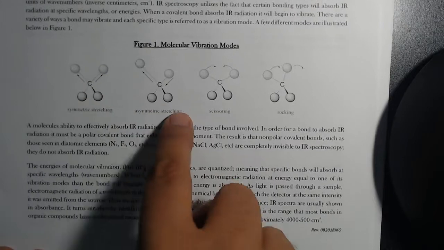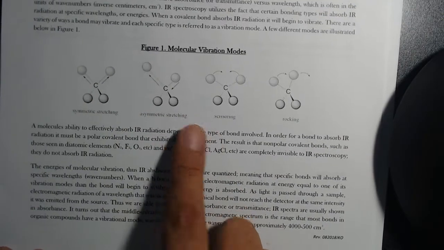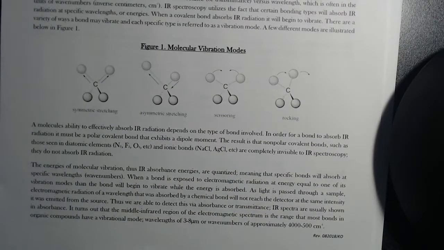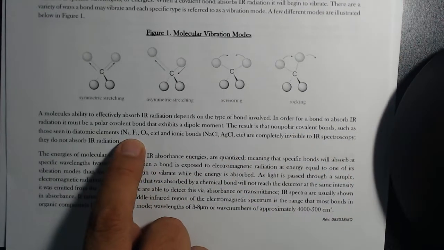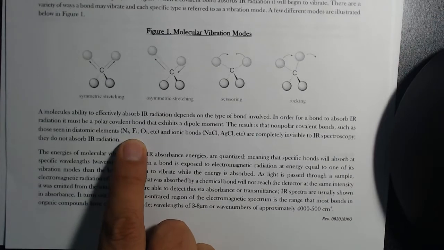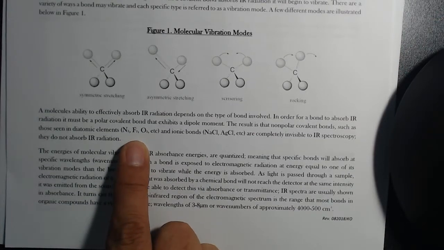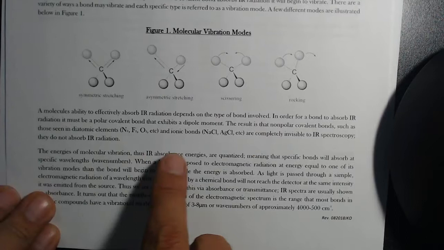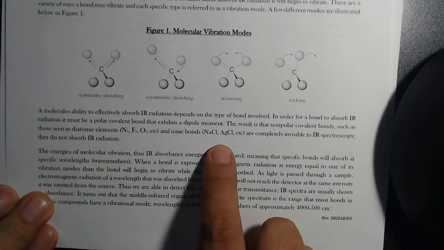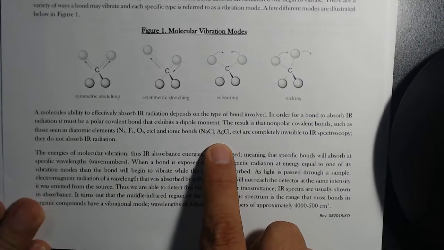In order for this absorption to occur, the bond must be polar covalent. So things that have true covalent bonds, which I mentioned right here, those are your diatomic elements. Those are completely invisible to IR. And things that have ionic bonds are also invisible to IR.